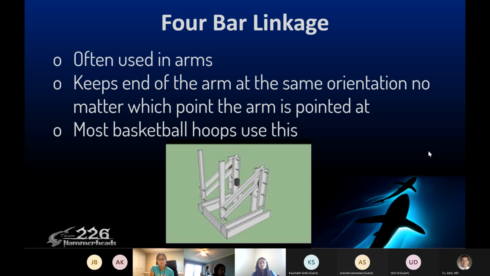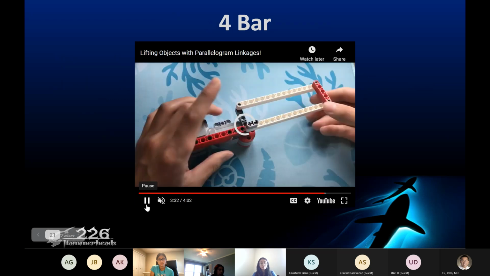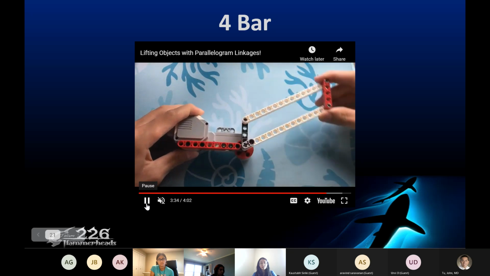So the next mechanism is called a 4-bar linkage. You might recognize it from a basketball hoop. So 4-bar linkages are often used in arms, and they keep both ends at the same orientation, no matter how high it moves. If you think of a basketball hoop, it keeps the board of the basketball hoop in the same orientation, no matter how high it goes. And then here's a 4-bar linkage shown with the small robot.